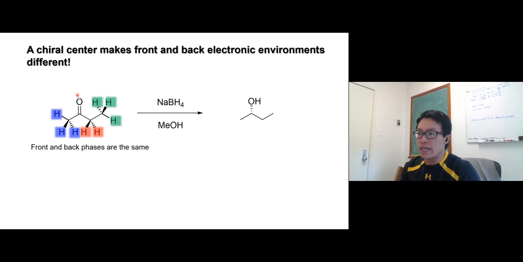Yeah, look at the carbonyl. Carbon is just straight up. So think about it on a paper plane. All right. So these two protons have the same distance to that oxygen. But now you add sodium borohydride. So hydride attack. The OH is pointing away from you.